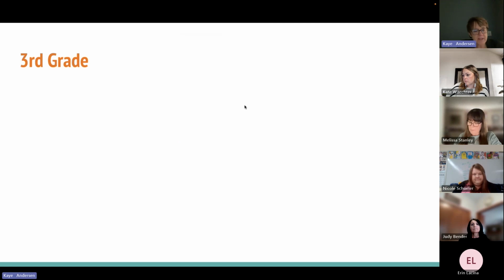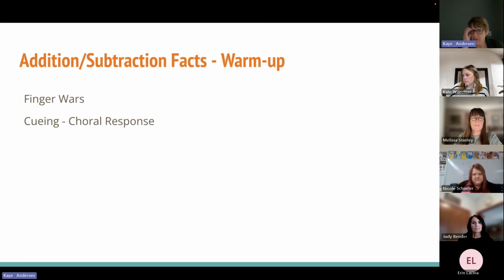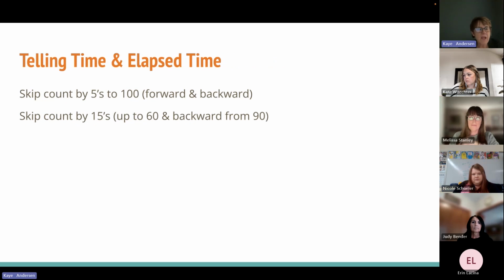So for third grade, based on the things that were listed, what is it we need to know and be able to do? They said kids had trouble with their addition and subtraction facts. So they played finger wars. What do I need to add to 10? How do I add to 9? You can do cueing, choral responses. Everybody answers at the same time. And we do one thing until either I'm starting to lose them or I'm pretty confident that 80% of them have it. They felt that the kids can't tell time very well, and they definitely do not understand elapsed time.